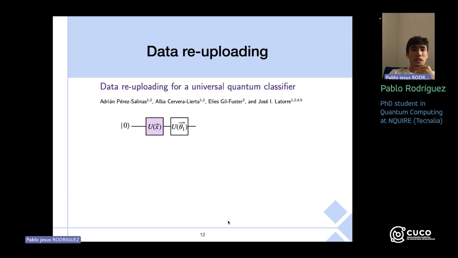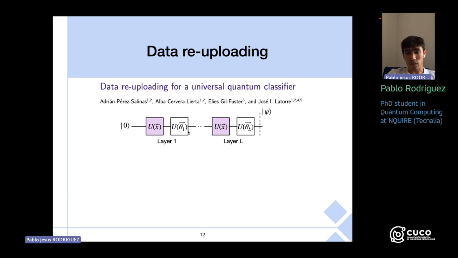What they propose is using a single qubit and applying a unitary which encodes some classical data point, and then subsequently applying a unitary with some tunable parameters. This is one layer, and they suggest applying this many times. So, for example, we can have capital L layers. In each layer, we are encoding the point again, and in each layer, we are adding extra tunable parameters.